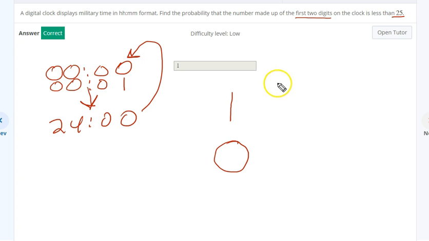Now, generally, when we speak of probability, we're thinking of things between 0, that is not happening, and 1, the whole, in which it's always happening.